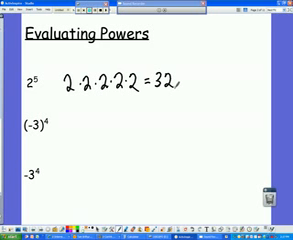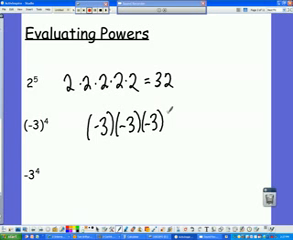Okay. Now the tricky part comes in where the negative is placed. So for example, if I had negative 3 to the 4th power, the base of this is the negative 3. So we're going to take negative 3 times negative 3 times negative 3 times negative 3. In other words, we're going to take negative 3 times itself 4 times. So when you take a negative 3 times a negative 3, it gives you positive 9. 9 times 9 then gives you a positive 81.